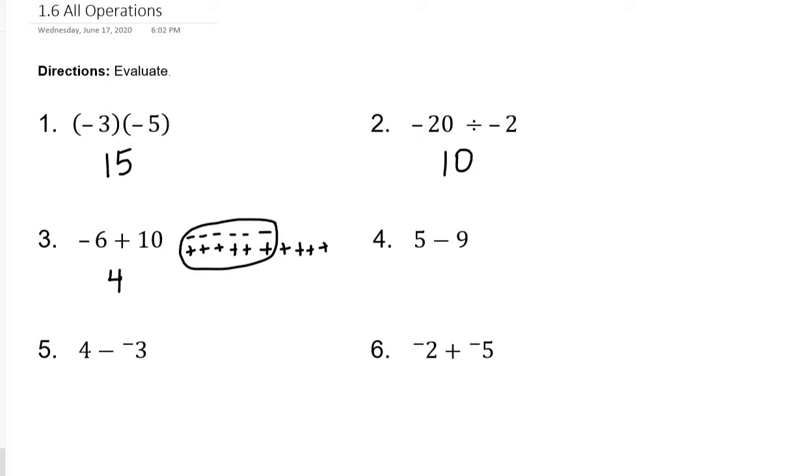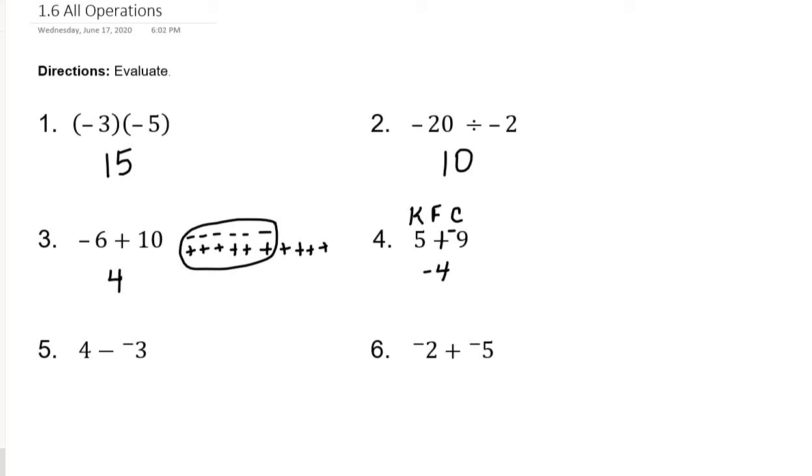Problem number 4 is a subtraction problem. And remember that we always want to change subtraction to addition. If you remember how we started subtraction problems, we learned them with the KFC, keep, flip, change, keeping the first number the same, flipping from subtraction to addition, and then changing the sign of the last number. So changing from 9 to -9. So this gives me -4 for my answer.